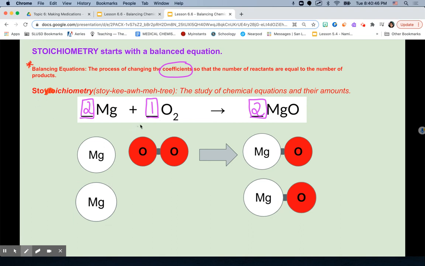Stoichiometry is how we pronounce it, and it's just the study of chemical equations and the amounts involved, right? So make sure you have these two definitions, and in the next video, I'm going to show you how to balance equations without using these element pictures.